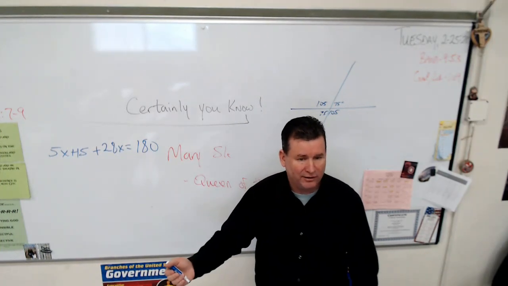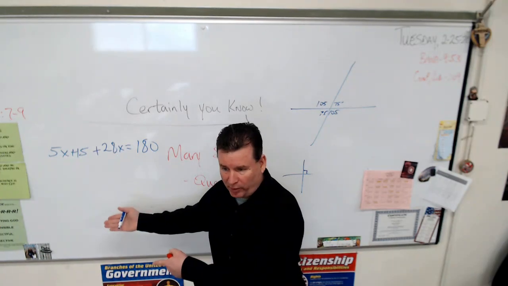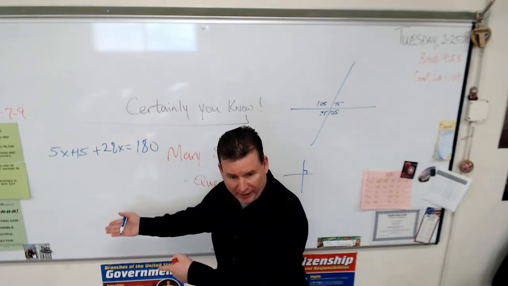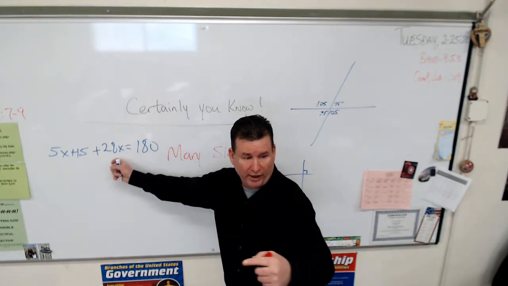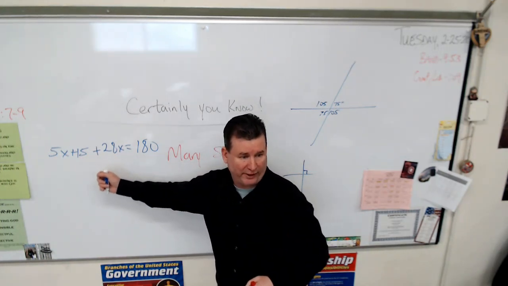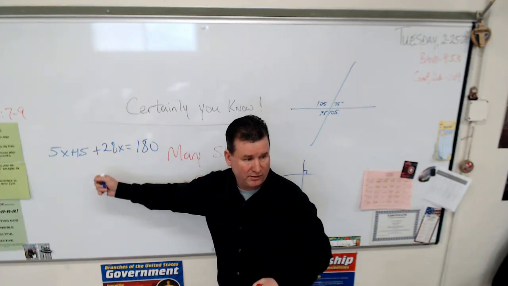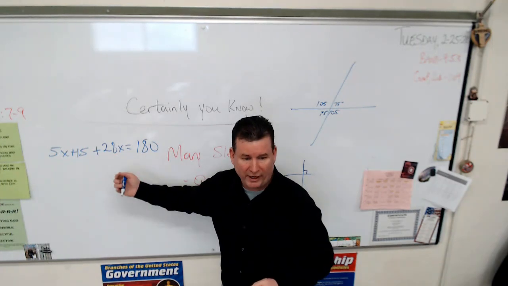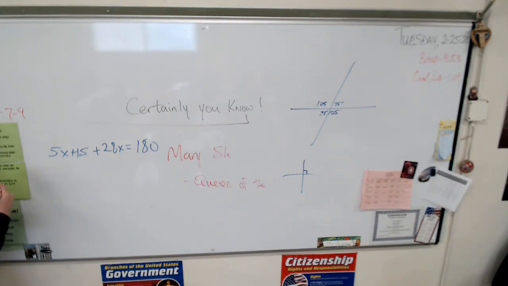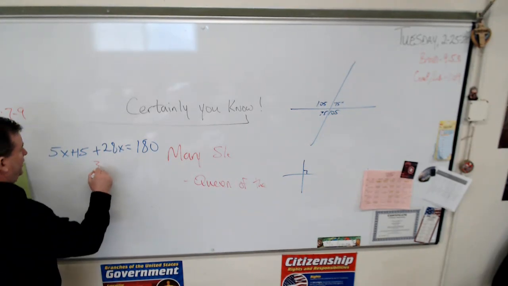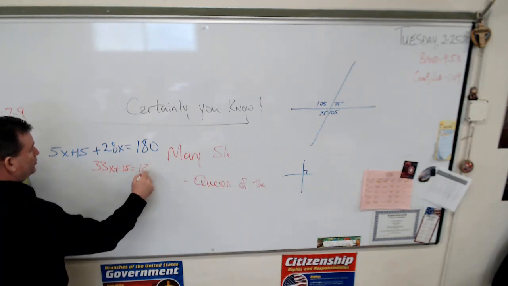Okay. So we've conquered the geometry part. You with me? The geometry part tells us that these two angles are supplementary. So what do they have to equal? 180. So let's do the algebra. Ready? What two terms can I combine? 5x and 28x. 33x plus 15 equals 180.